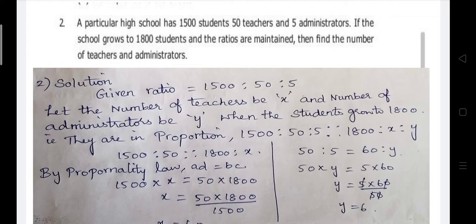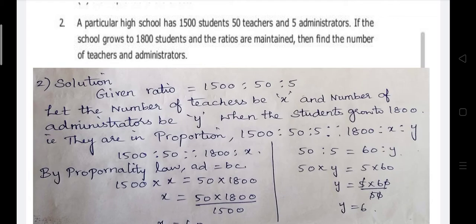These two are unknown, so we are keeping them as x and y variables. Let the number of teachers be x and the number of administrators be y when the student number grows to 1,800. Ratios are maintained means they are in proportion. That is 1,500:50:5 is to be read as 1,800:x:y. First compare 1,500:50 as 1,800:x.